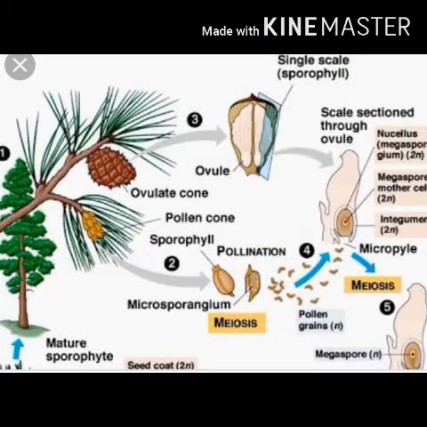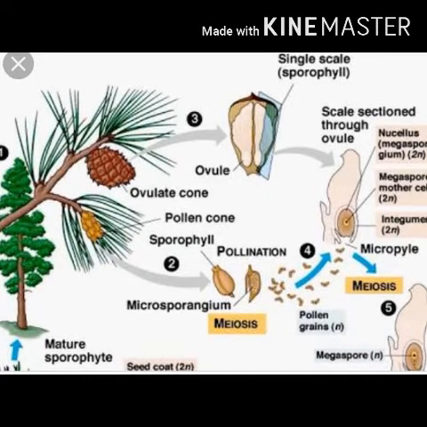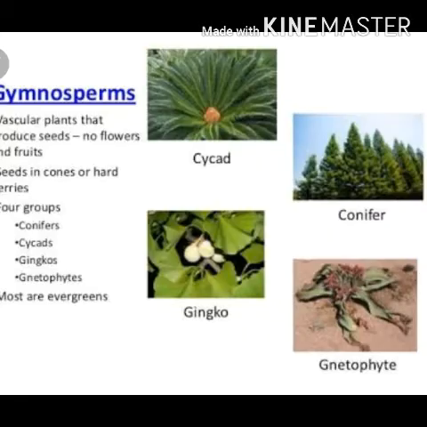The microspore develops into the male gametophytic generation, which is highly reduced. It is confined to only a limited number of cells. The reduced gametophyte is called the pollen grain. The development of pollen grain takes place within the microsporangia.